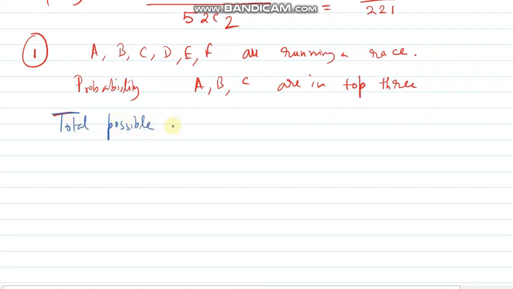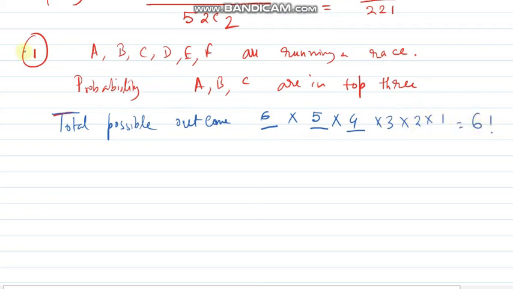Total possible outcome. Any of them can come first, right? So for the first place, how many options do I have? 6. Second place, 5. Third place, 4, 3, 2, 1. So it is 6 factorial. As 6 persons are running the race, the total possible outcome is 6 factorial, because for the first place, A, B, C, D, E, F, anyone can come.